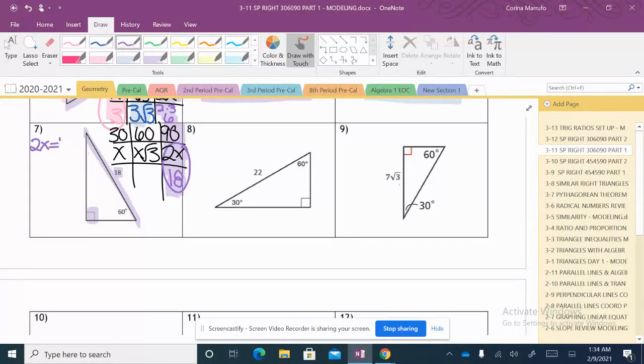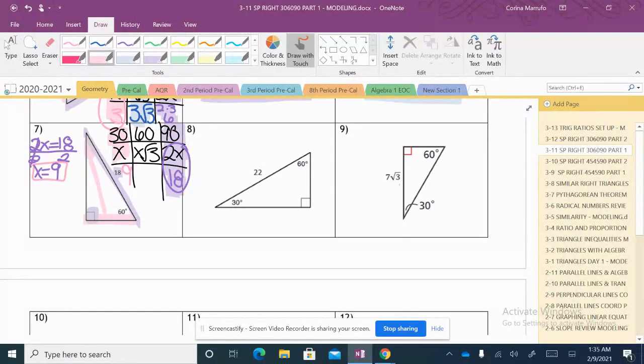2x equals 18. To solve for x, we have to divide by 2, and we get x equals 9. Now that we know x is equal to 9, that's what we can put here, the side across our 30-degree angle. So the side across our 30 would be here.